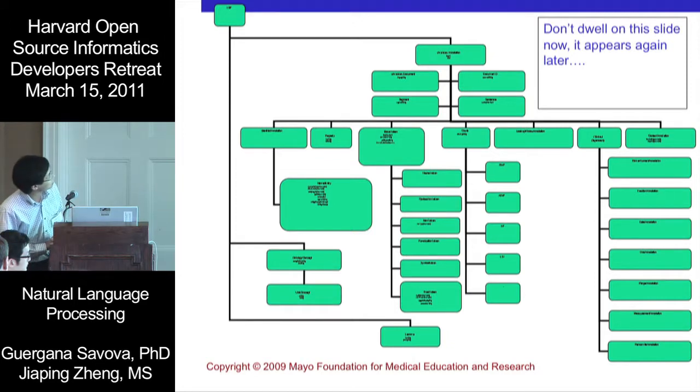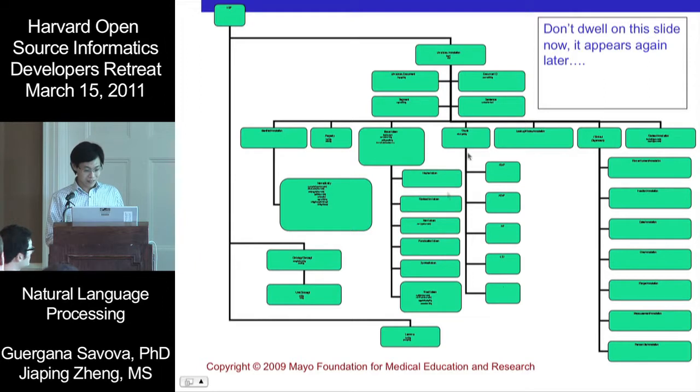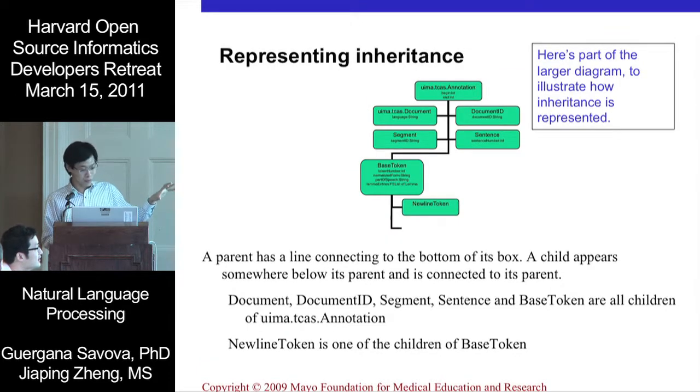It's not really readable there, but this is the complete view of all the types that are supported within cTAKES, and let's step through each part of it. The inheritance structure is represented here, but without those arrows in the regular UML diagram.